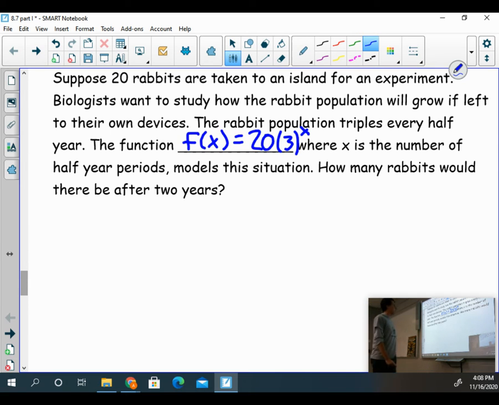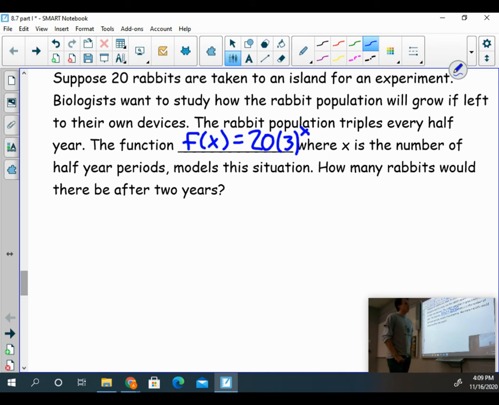Okay, you've paused the video. You've given it a shot. So we're trying to figure it out. And it is really just similar to the evaluate problems we've just done. The difference is it's a word problem.